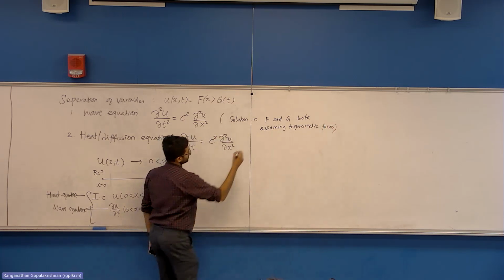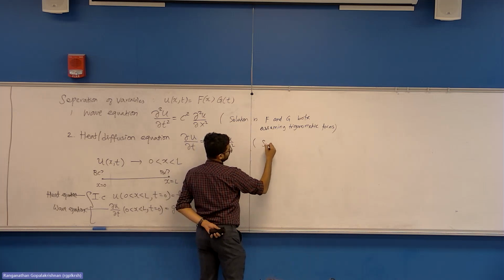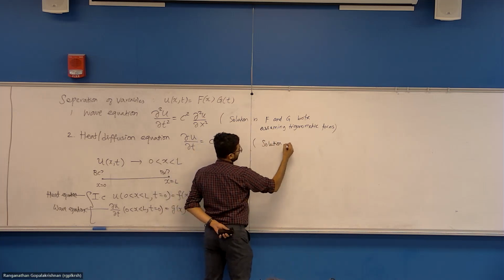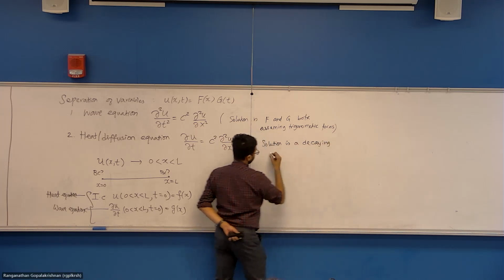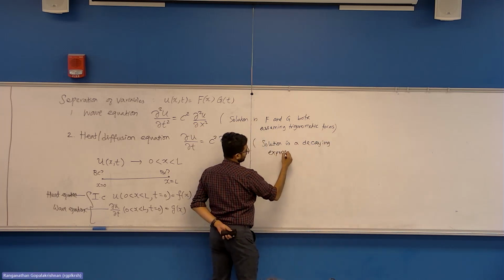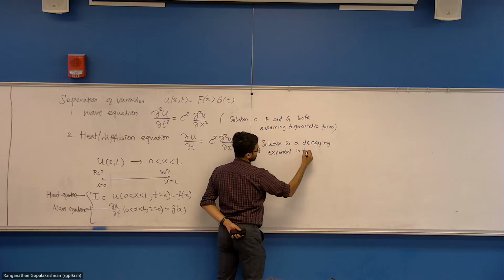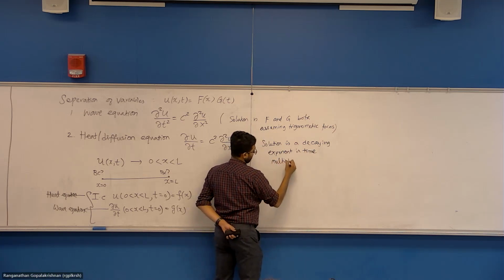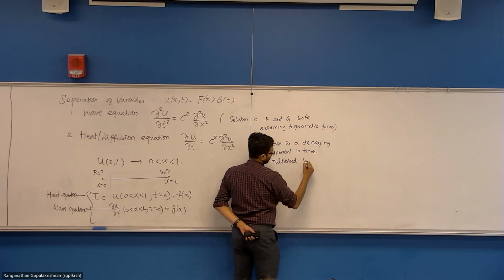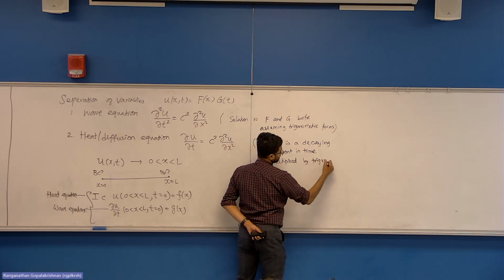For the diffusion equation, the solution is a decaying exponential in time multiplied by a trigonometric function in space.